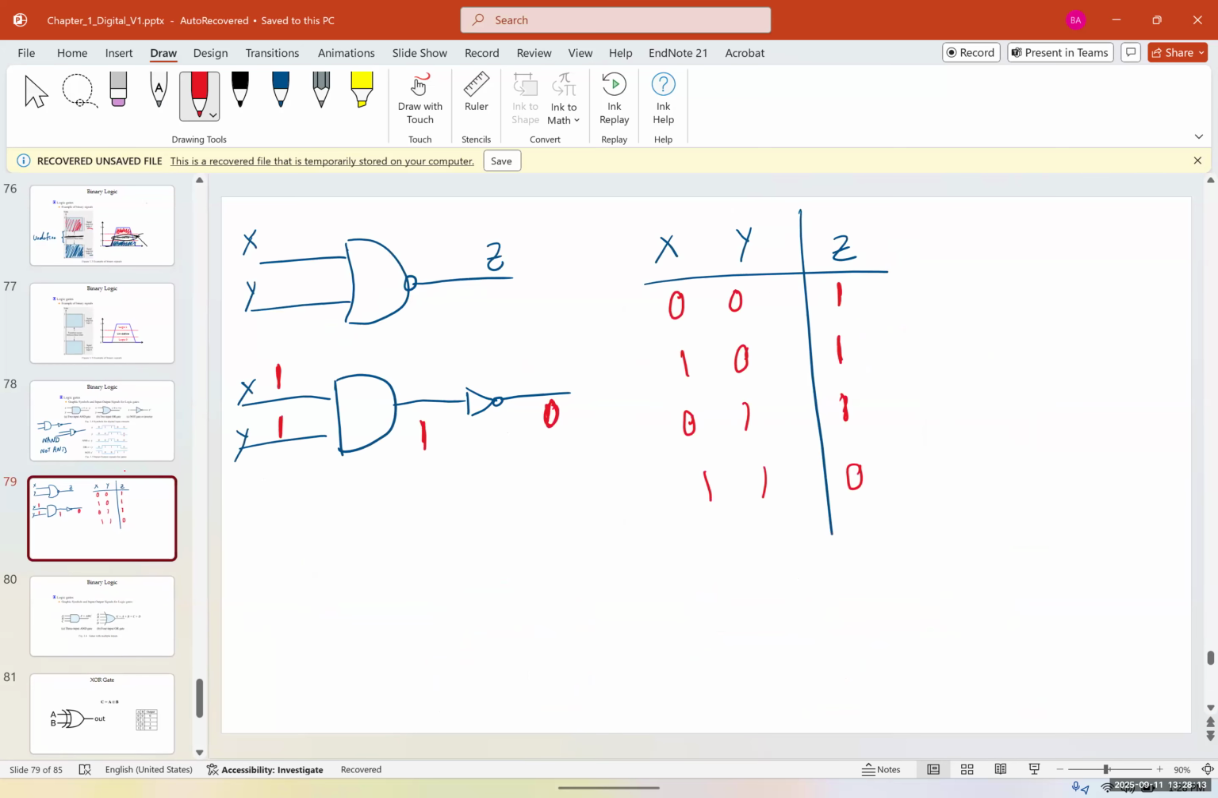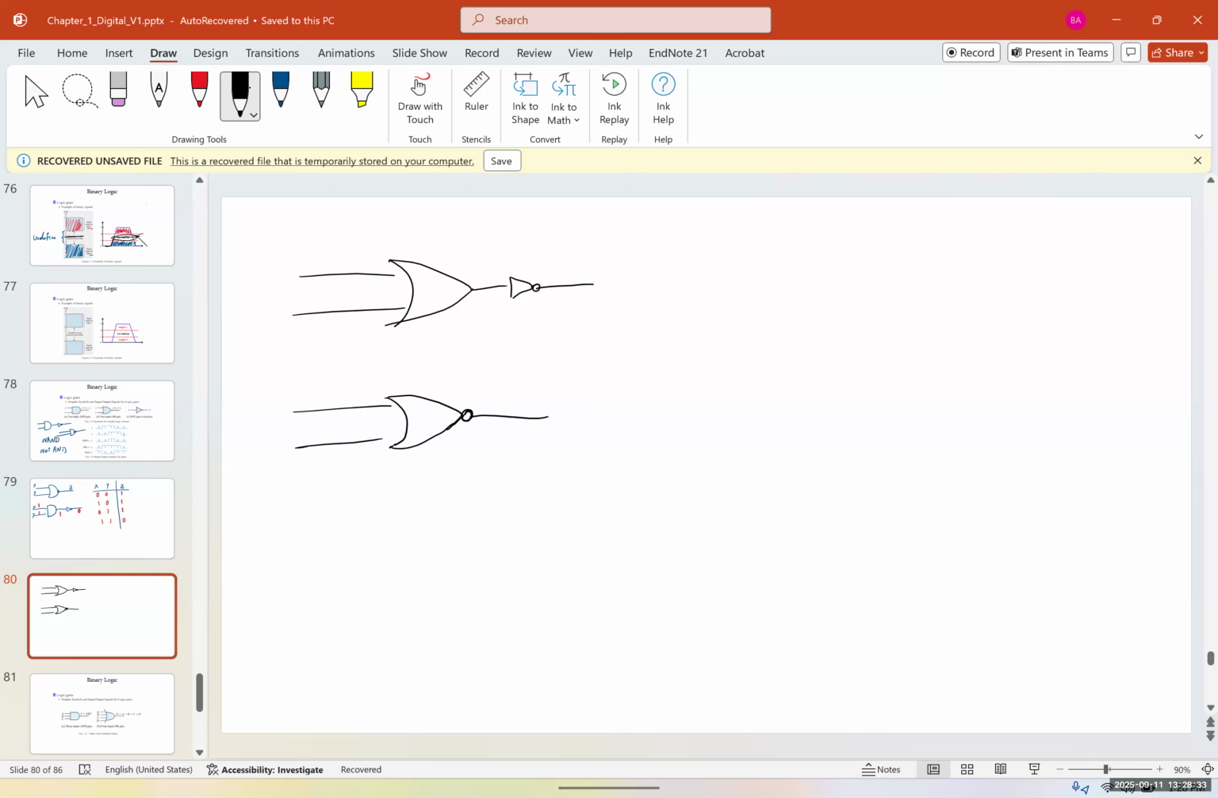I can also combine the NOT gate with an OR gate. So if I have an OR gate and I add a NOT gate at the end, I'm going to have what we call a NOR gate. So a NOR gate is a NOT OR, and we show it like this. We simply put a circle at the end of the OR gate. A NOR gate is a NOT combined with the OR gate.